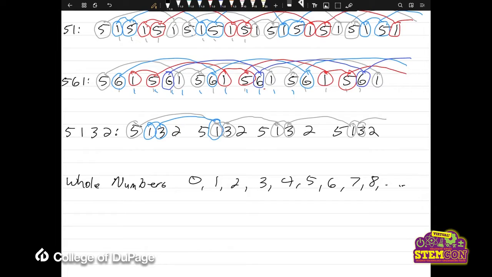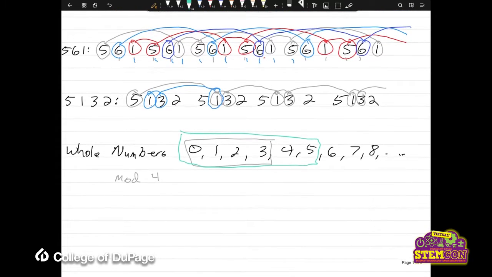What modular numbers do is limit which numbers you're allowed to use by telling you how many whole numbers you can use starting from 0. For example, mod 4 would mean you can use the first 4 whole numbers, versus mod 6, which means you could use the first 6 whole numbers. When you're dealing with modular numbers, the numbers start as we would expect them to start.